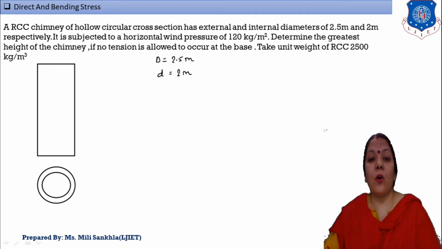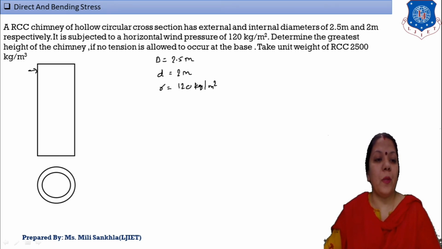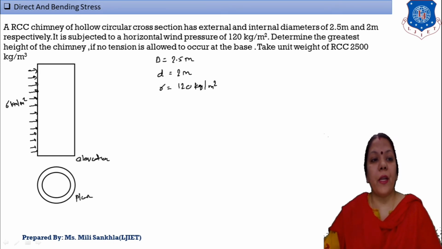Now second, horizontal wind pressure sigma is equal to 120 kg per meter square. That means here wind pressure acts on the chimney. Again, wind pressure acts on the chimney like a UDL, uniformly distributed load. Okay, this is our sigma kilonewton per meter square. This is the elevation of the chimney right here, and this one is our plan of the chimney. Okay, now determine the greatest height of the chimney.